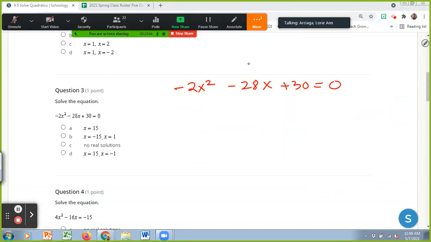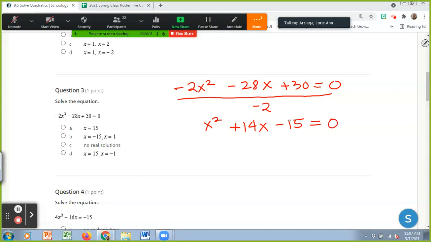2. That's perfect, Sean. And we can actually divide everything by -2. So we can make the front number positive. So -2 over -2 is x squared. Negative over negative is positive 14x. And then 30 divided by -2 is -15. Is that factorable?